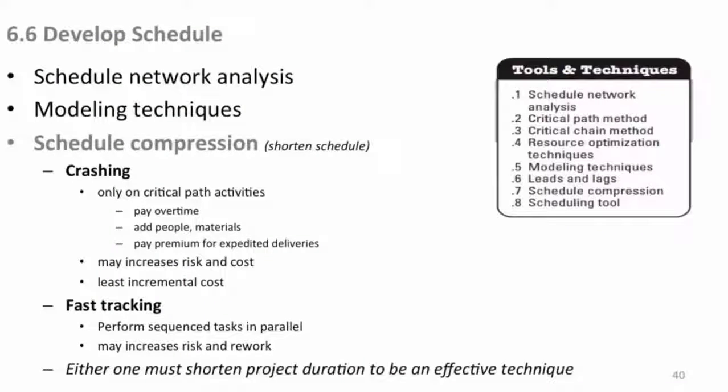That's what it is. Now, in order for any one of these to be effective, like down here at the bottom it says, either one of these must shorten the project execution duration overall, or it's not effective. Obviously, why are you doing it if it didn't make a difference in your end date? So these are 2 techniques you could use, crashing and fast tracking, to shorten the schedule, called schedule compression.